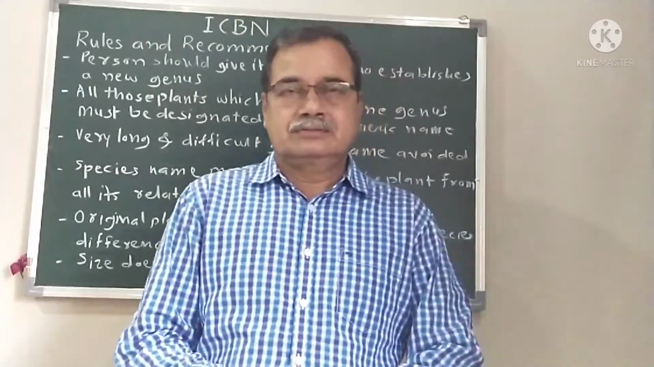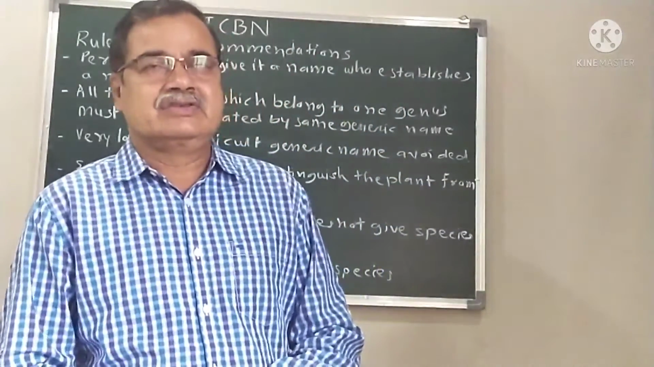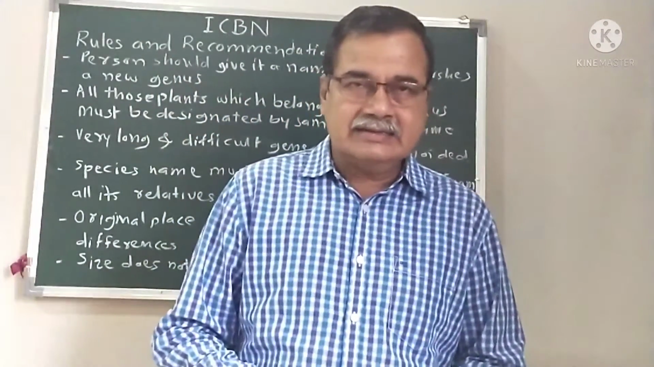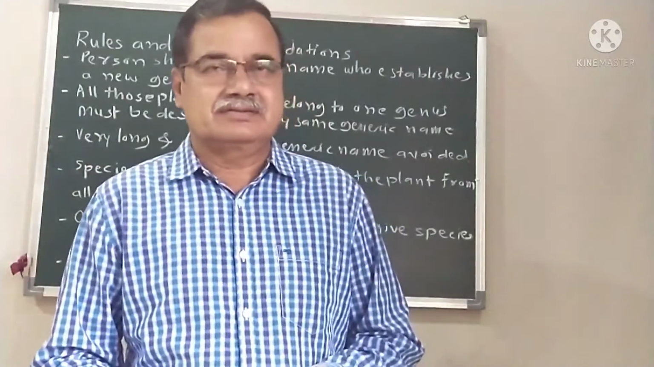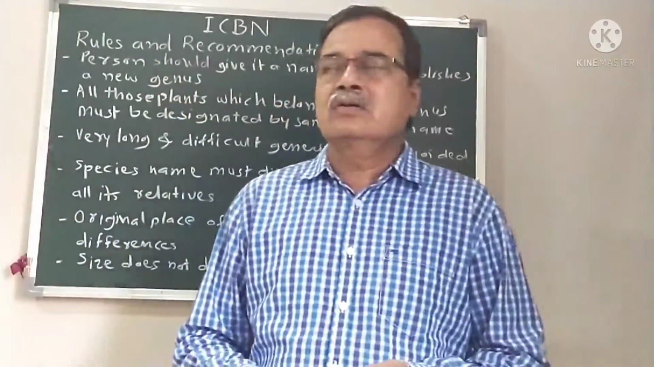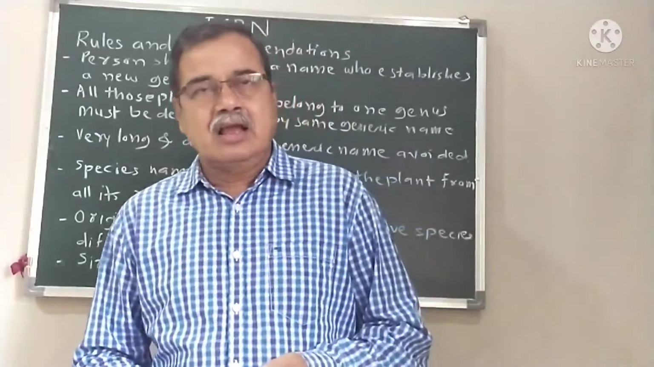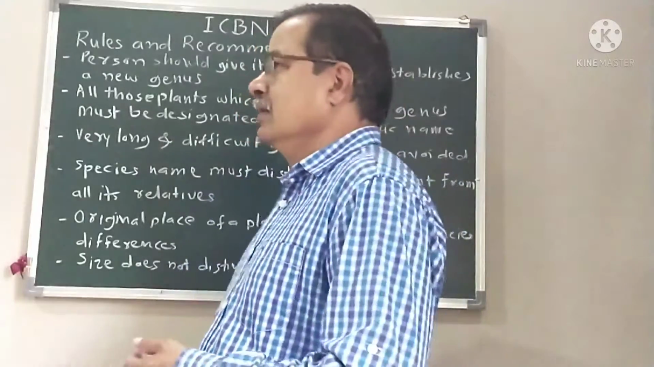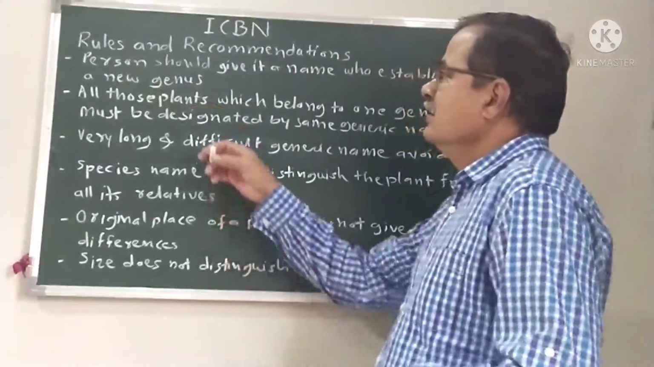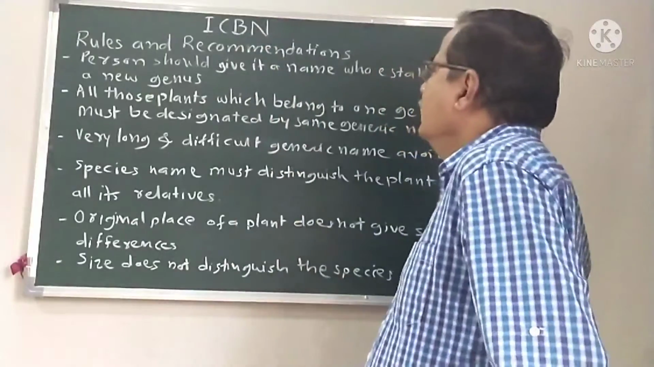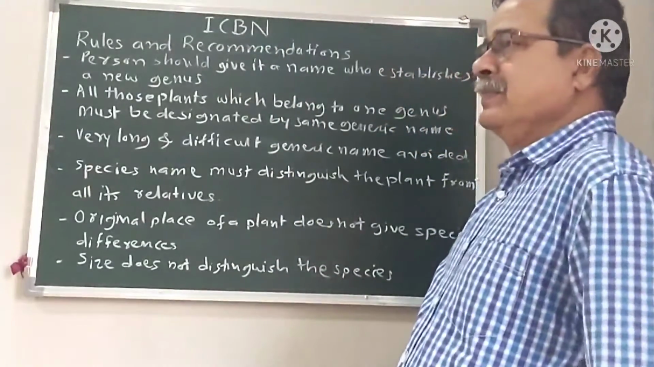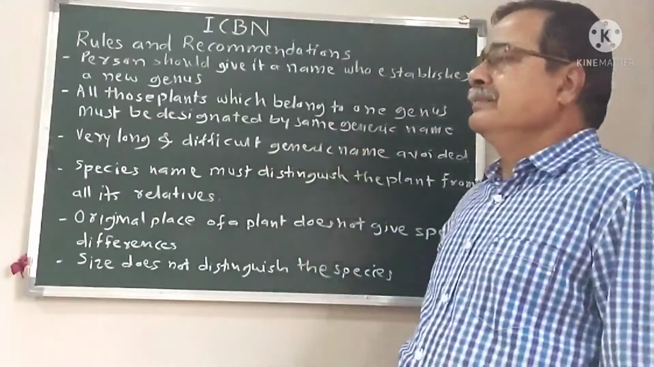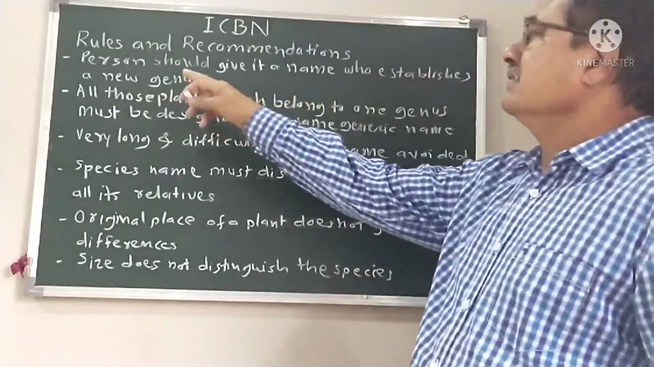They have laid down 3 categories for the naming of plants. These 3 categories are: first, principles; second, rules and recommendations; and third, provisions of the code. Here we are going to discuss first the rules and recommendations. A person who establishes a new genus should give it a name.